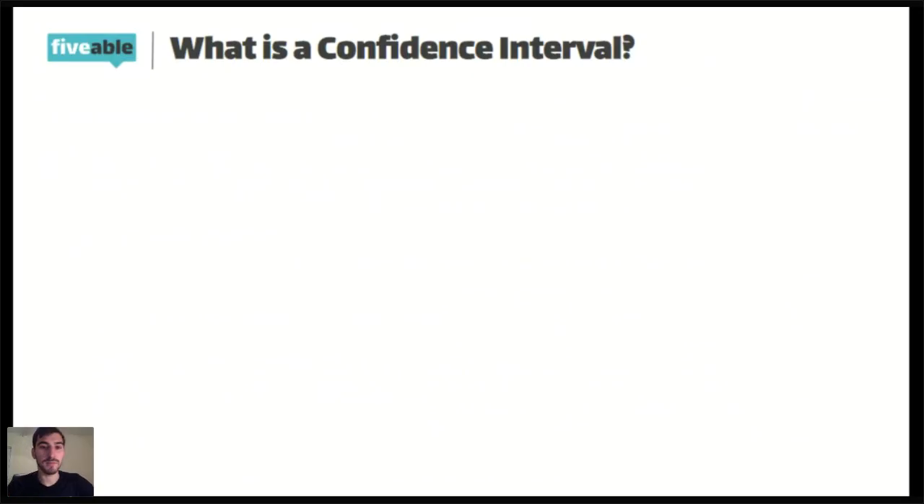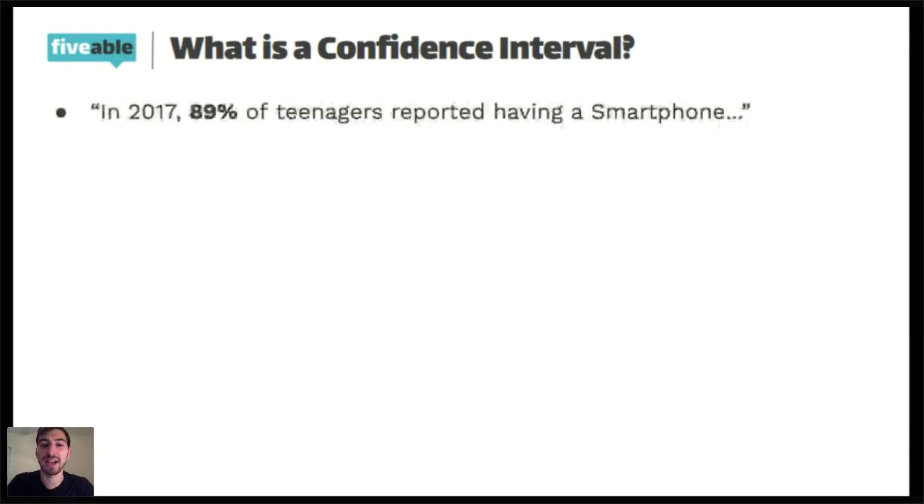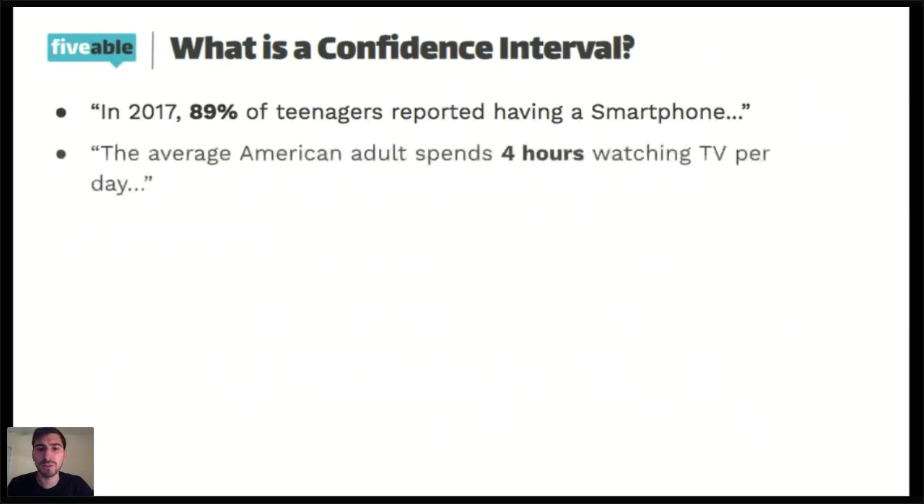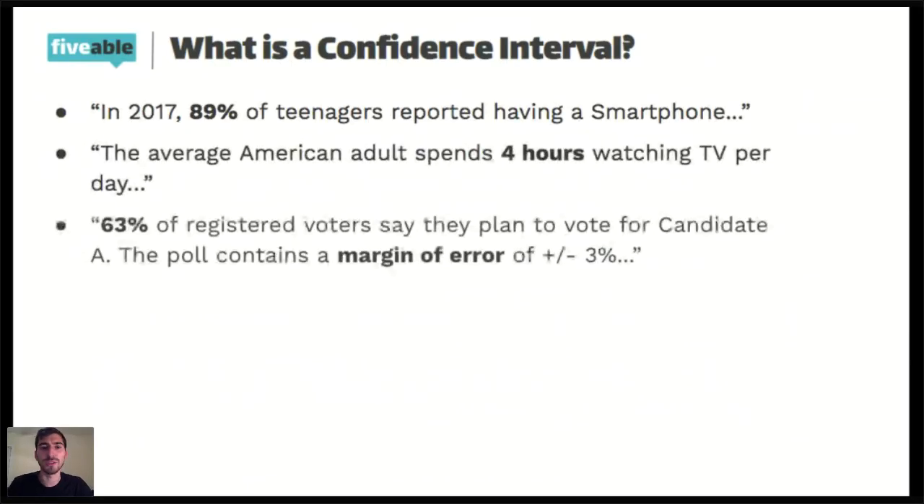that. So hopefully this will jog your memory, because a confidence interval at its most basic is going to come off of these kinds of statements. So you might have seen these if you're reading newspapers or things online: in 2017, 89% of teenagers reported having a smartphone, or the average American adult spends 4 hours watching TV per day, or 63% of registered voters say they plan to vote for candidate A. The margin of error is plus or minus 3%.